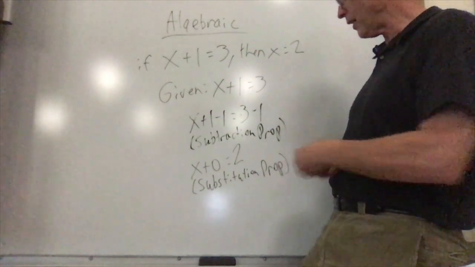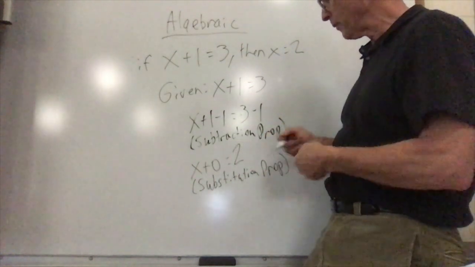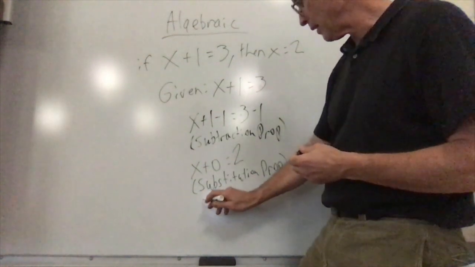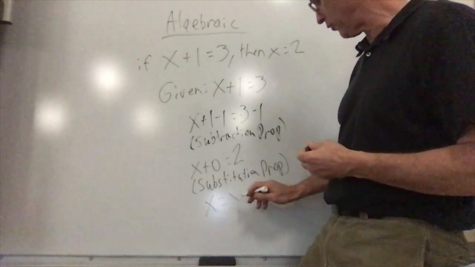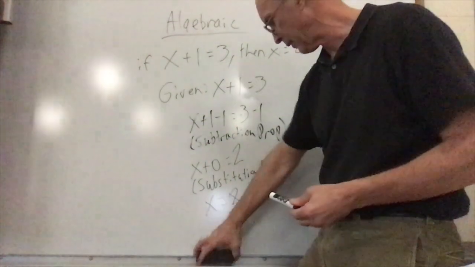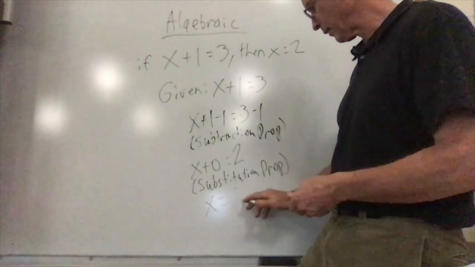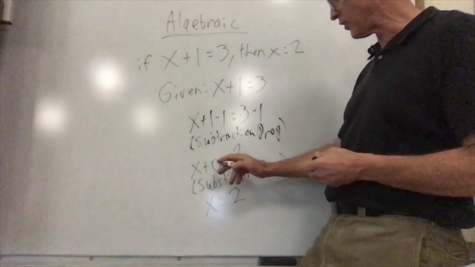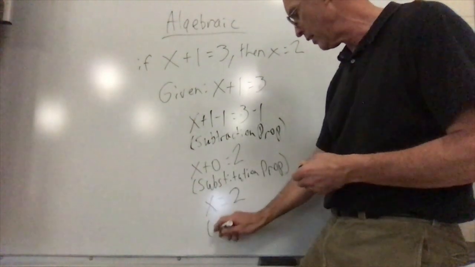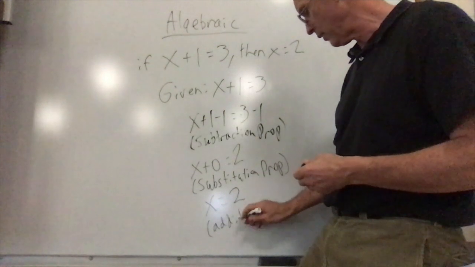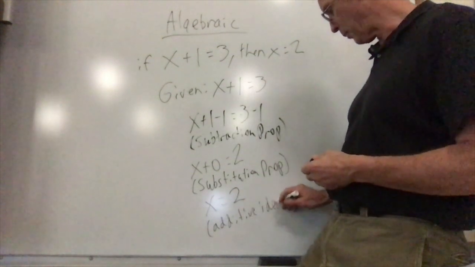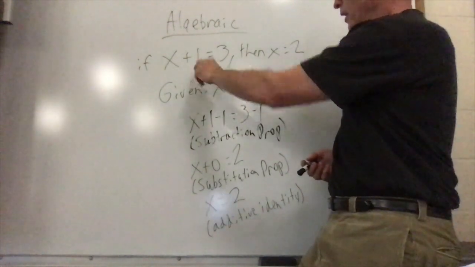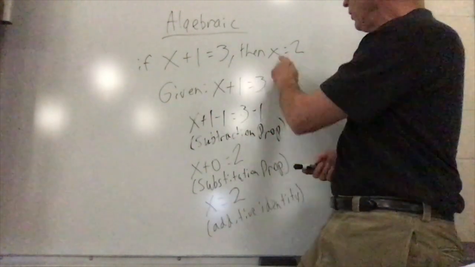And lastly, if I have x plus 0 equals 2, you probably remember the additive identity property? Then x equals 2. Adding 0 to something doesn't essentially change it. It's the same thing, it's just going to be x. So that would be the additive identity property. And so do you see, I've started with something, and by a series of steps, I've proven what I wanted to prove.